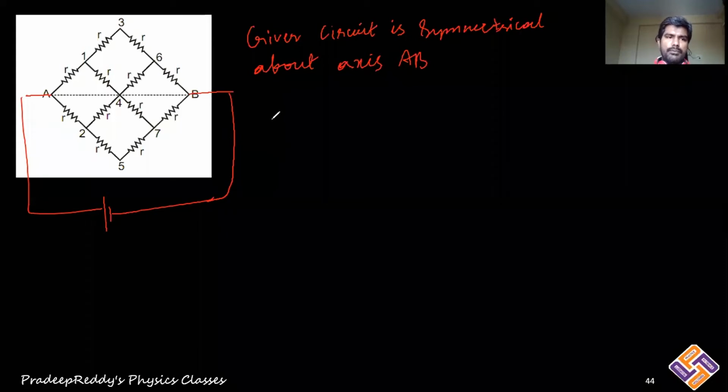First, let me name those points. Here is point A, here is point 1, right? This is point 3. These points you check. All these points are symmetrical, right? Okay. Now, points 3 and 5 have the same potential because the circuit is symmetrical. Point 1 and point 2 have the same potential. Point 6 and point 7 have the same potential.